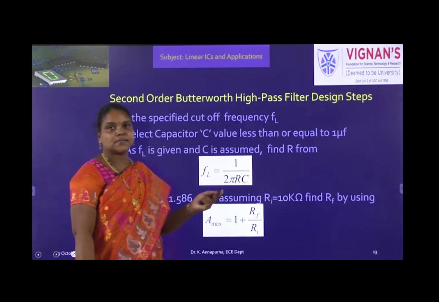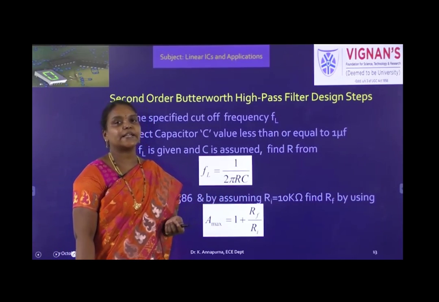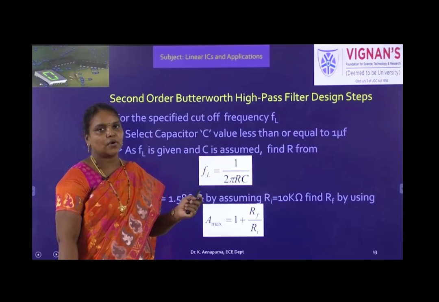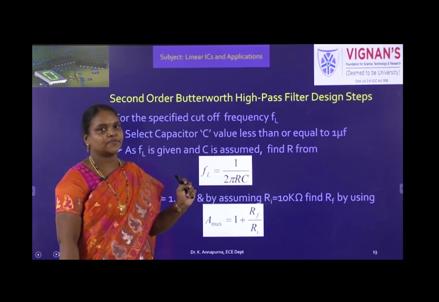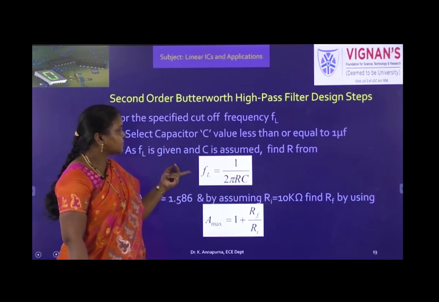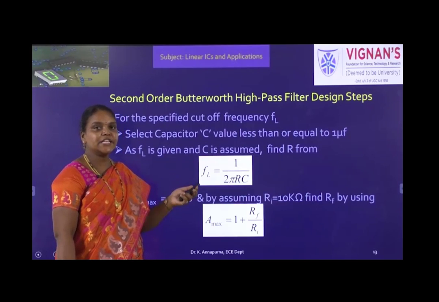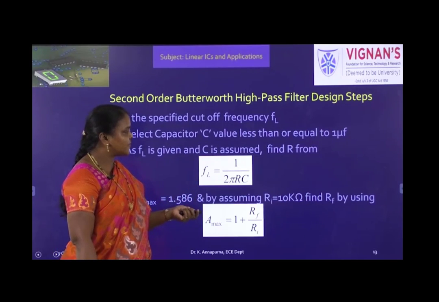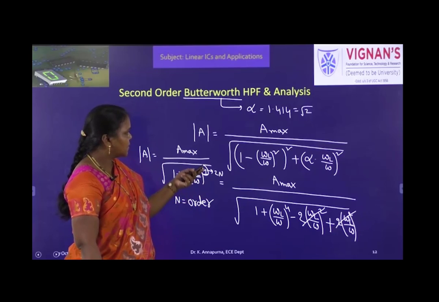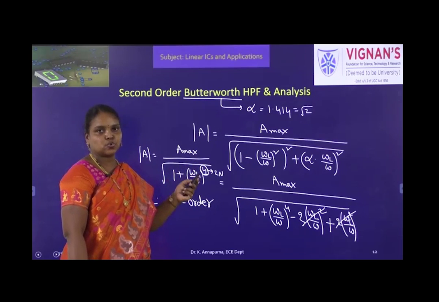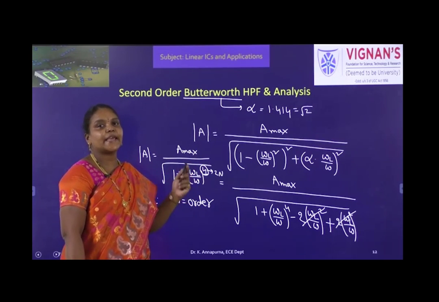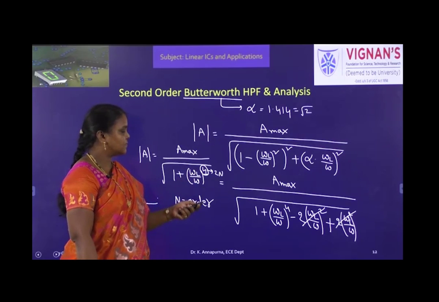And now let us see the design steps of second order high pass filter. Okay. Second order Butterworth high pass filter. Here the gain is fixed because what is the alpha for Butterworth filter? It is root 2. And what is the relation between A max and alpha? See here.